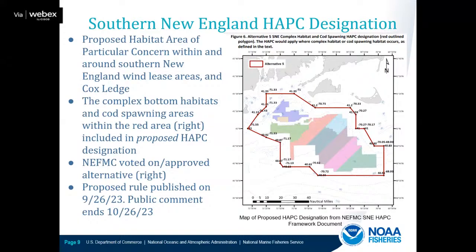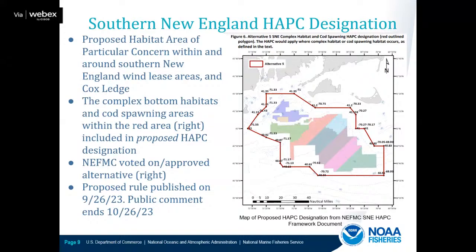So an HAPC designation doesn't provide any specific habitat management measures, such as restrictions on any activities associated with this area, including offshore wind or fishing activity. HAPCs provide a clear indication of the value that NOAA Fisheries and the Council places on specific habitat types and functions, and it underscores recommendations to protect those habitats from impacts.